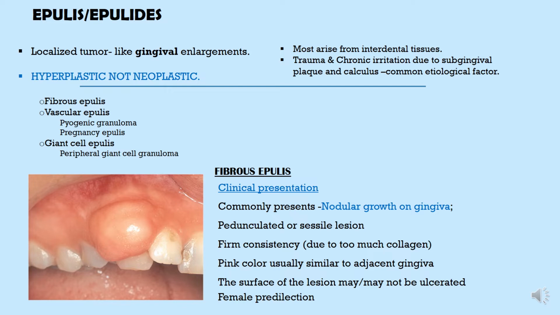So let's look at fibrous epulis. Fibrous epulis, as the term goes, is a gingival growth composed of fibrous tissue. Clinically it presents as a nodular growth on the gingiva, which may be pedunculated or sessile. I'm going to explain what pedunculated and sessile are in the next slide. These are firm in consistency due to the large amount of collagen. Obviously there's fibrous tissue, and fibroblasts produce collagen, and that's why the lesion is firm. They're usually pink, similar to the adjacent gingiva, and the surface of the lesion may or may not be ulcerated. There is a female predilection that has been noticed in fibrous epulis.